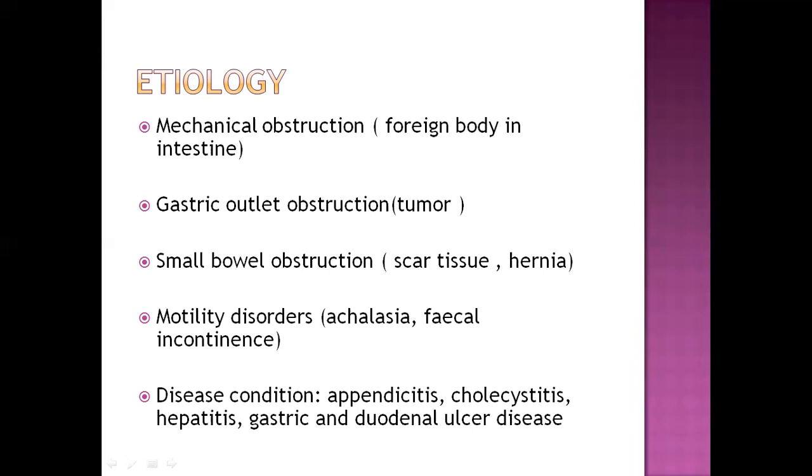Motility disorders, movement disorders. There is an involuntary movement inside the GI tract called peristalsis. In these motility disorders, peristalsis is disturbed. That is achalasia, fecal incontinence, and other disease conditions in which vomiting occurs are appendicitis, cholecystitis, hepatitis, gastric and duodenal ulcer disease.